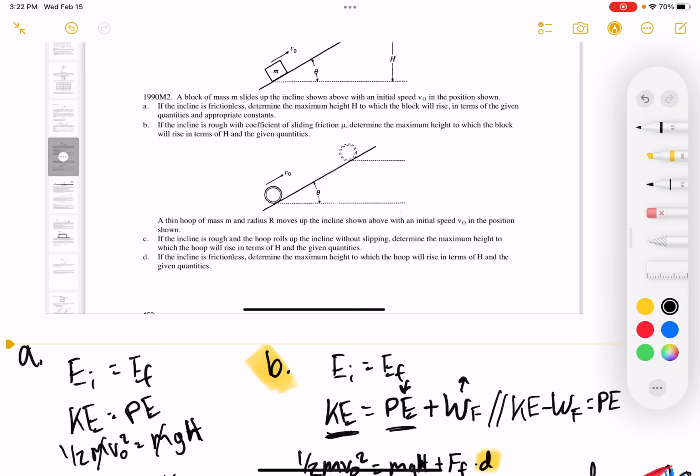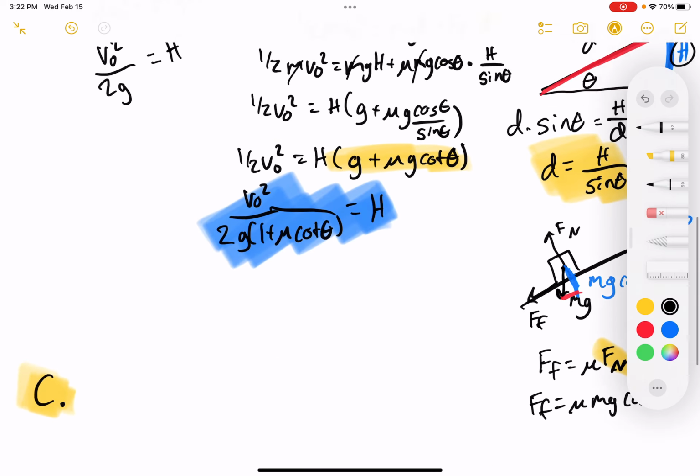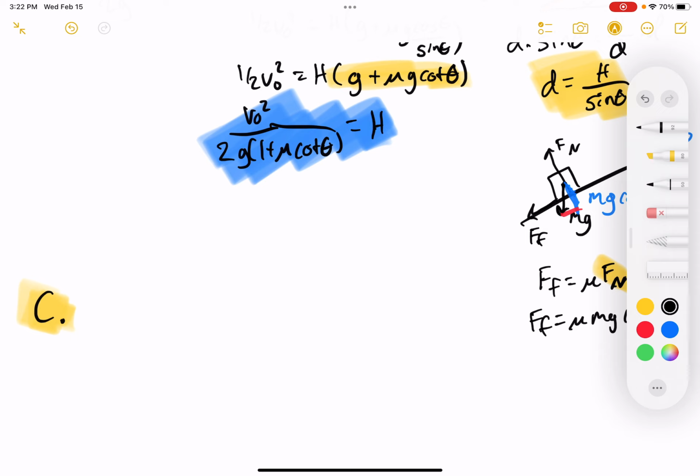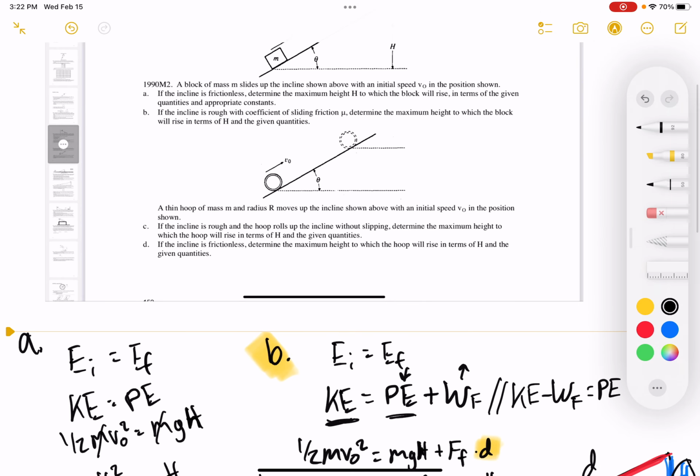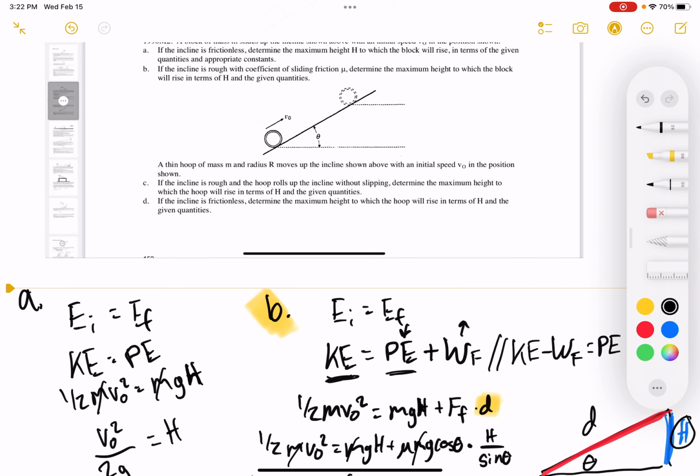Okay, so we are also going to set up this one using energy. So we have E_i equals E_f. The reason we're setting up with energy is because that will, once again, be the easiest, similar to A and B as I talked about earlier.